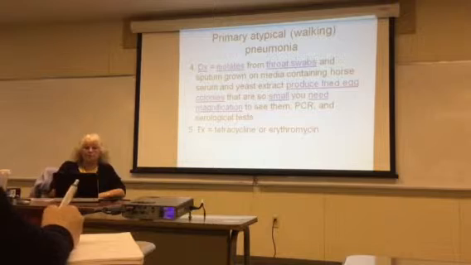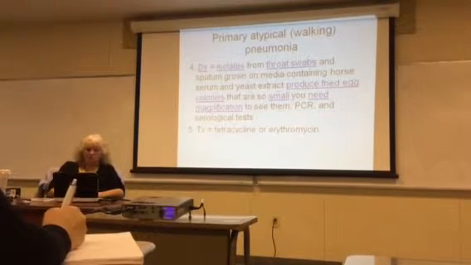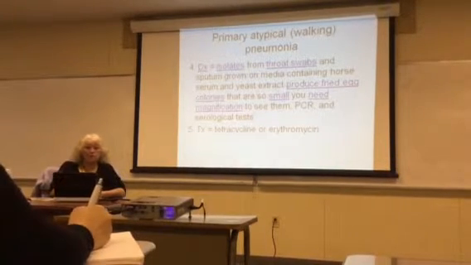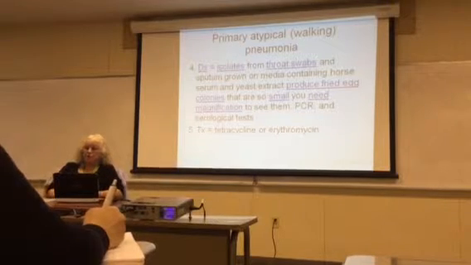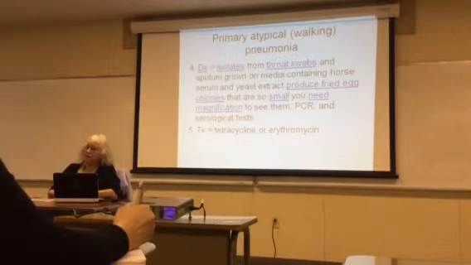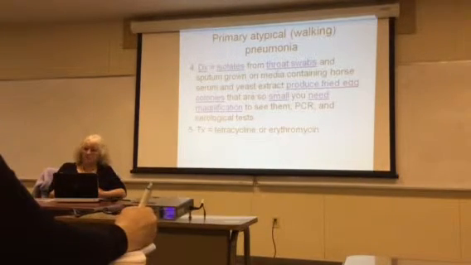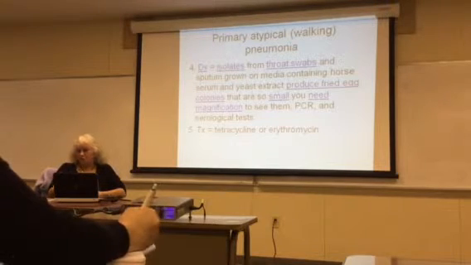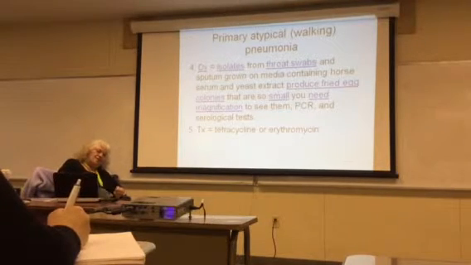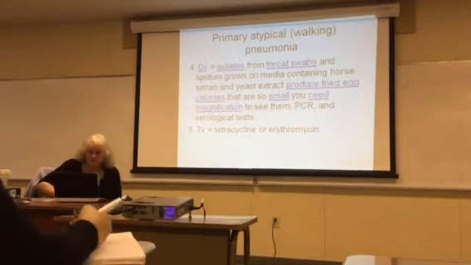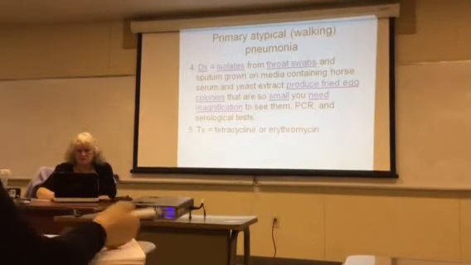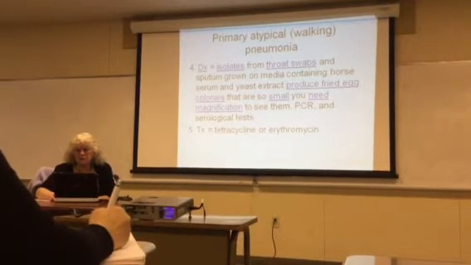For diagnosis, isolates come from throat swabs, which most doctors don't do anymore, and sputum, and they grow it up on media that contains horse serum and yeast extract. It produces fried egg-looking colonies. They're very, very small, so you have to look under a microscope to see them. You know how you can look at yours and see the colonies, and you put them under the dissecting scope to see what it really looks like, so you can at least see the colonies with your naked eye. They can also do PCR and serological tests. Treatment for this is tetracycline or erythromycin.